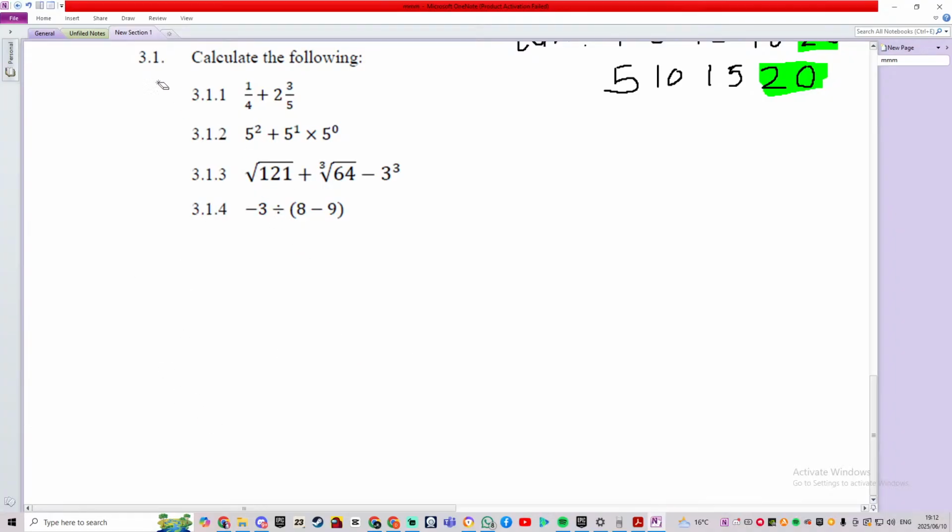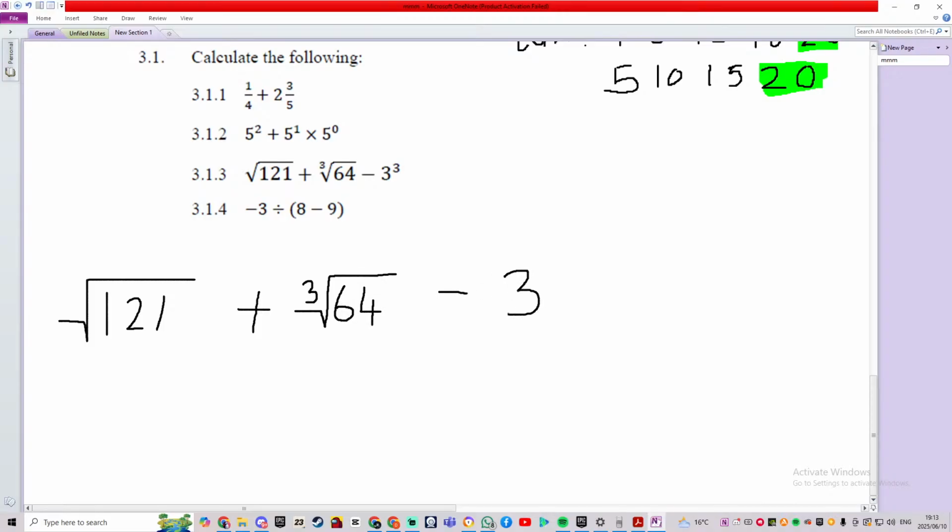Square root of 121 plus, now we have cube root. I know some of us are scared of the cube roots. Minus 3 to the power of 3. Now again we do this separately. Square root of 121 is 11. 11 times 11 will give me 121. Then I say plus. What is now the cube root of 64?